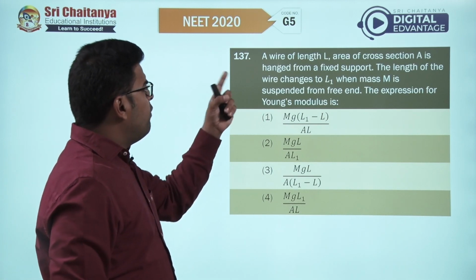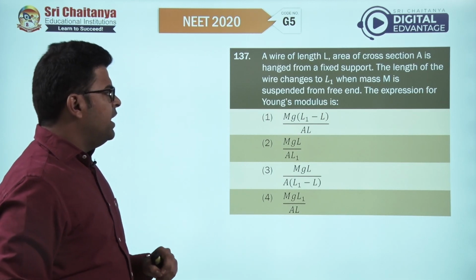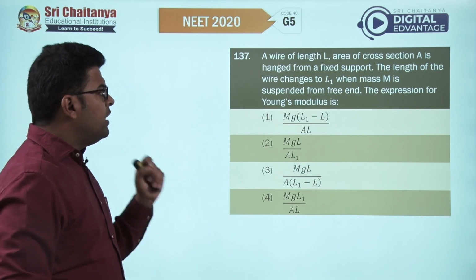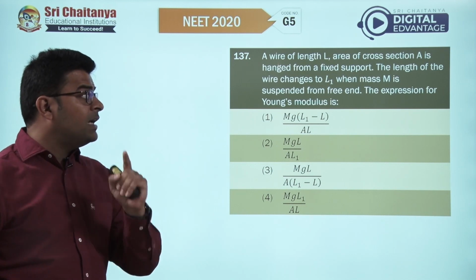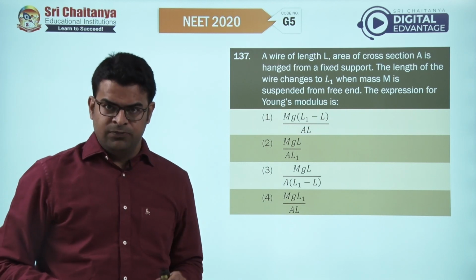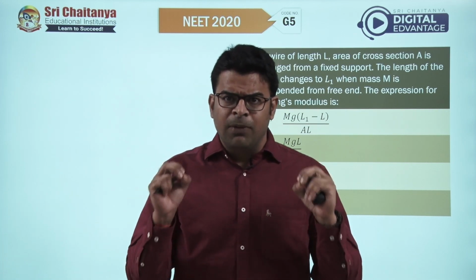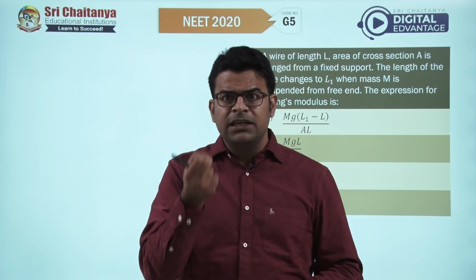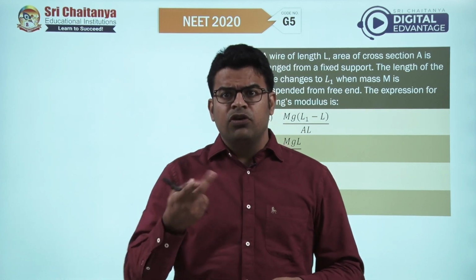Question is, a wire of length L, area of cross section A is hanged from a fixed support. The length of the wire is L1 when a mass is suspended from the free end. The expression for Young's modulus is. This means that the length of the wire changes from L and becomes L1 on placing a mass M. So they are asking what is the Young's modulus.